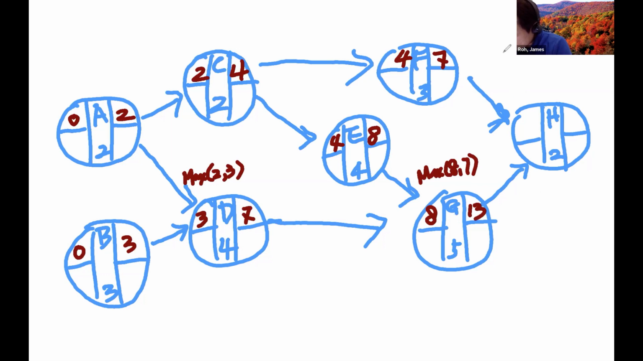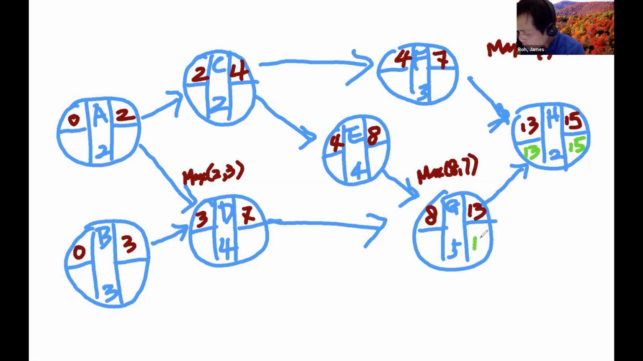So max of 7 and 13 gives you 13, and 13 plus 2 is 15. So we know it takes 15 weeks for us to finish this project. And then let's work on the backward method. So the latest time we can finish is week 15. So you put that. And 15 minus 2 is 13. And we have only one late start for activities F and G.